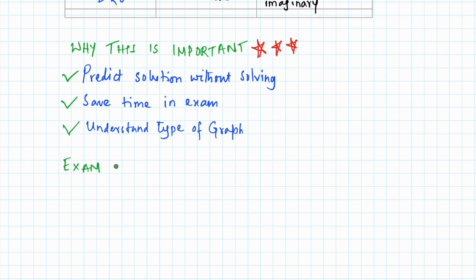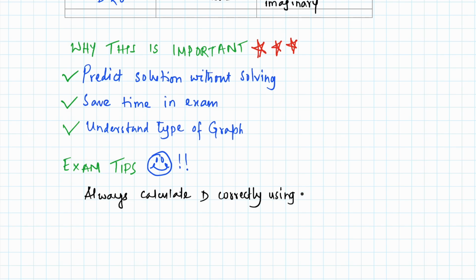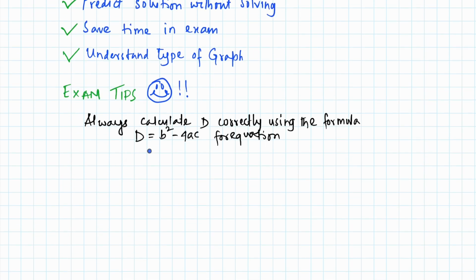It also helps in understanding the type of graph. If we know the discriminant of an equation, we can see how that particular equation looks in the graph. Now exam tips: always calculate d correctly. Take care of the sign, plus minus, as well as the minus before b. Calculate d is equal to b square minus 4ac for the given equation ax square plus bx plus c equal to 0 where a is not equal to 0.